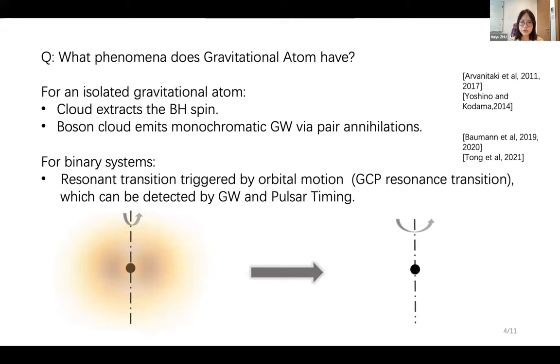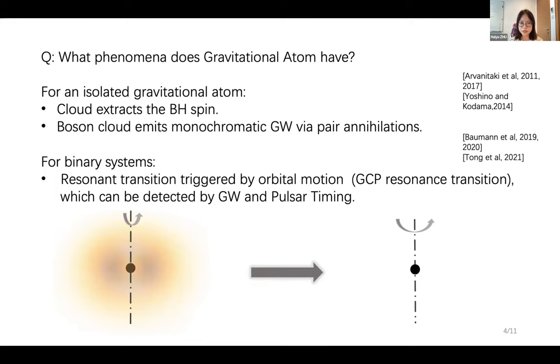So what phenomena does the gravitational atom have? Firstly, if we consider the isolated gravitational atom, we will find that the boson cloud will extract the black hole spin. And also the boson cloud itself will emit a monochromatic gravitational wave via pair annihilation, which can be detected. Also, if we consider a binary system, something more interesting happens: the periodic potential change caused by the binary companion will trigger the resonant transition of different states of the gravitational atom. This phenomenon is called GCP resonance transition, that is gravitational collider physics resonance transition. And this effect can be detected by multiple channels like gravitational waves or pulsar timing arrays.